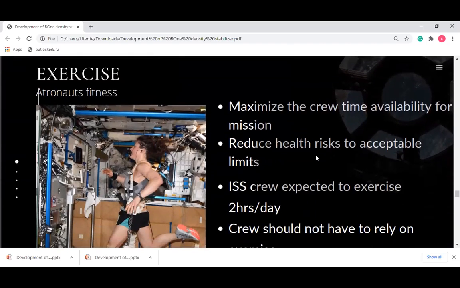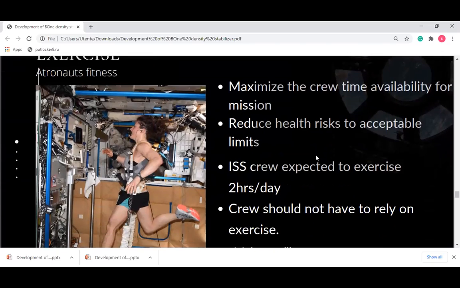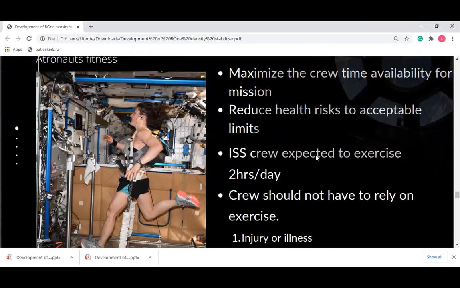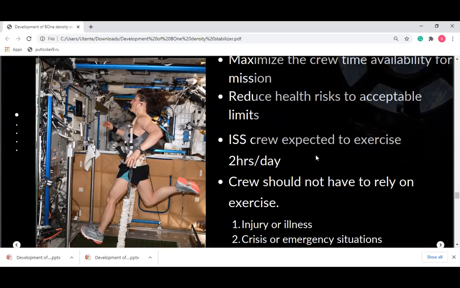And these are the exercises: the average time should be 2 hours per day. If there is an emergency or injury, it's not compulsory, I mean, you need not rely on it. And the basic thing is that exercise helps us to build bone density.